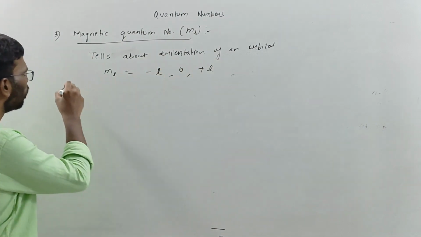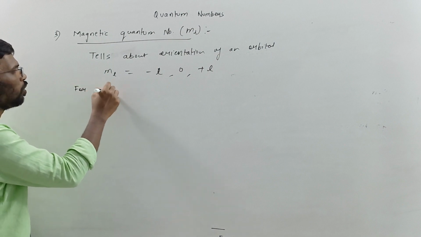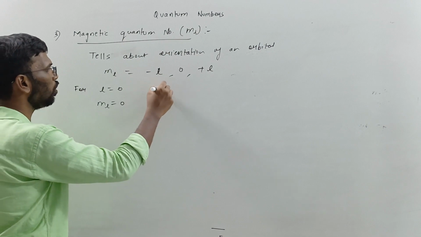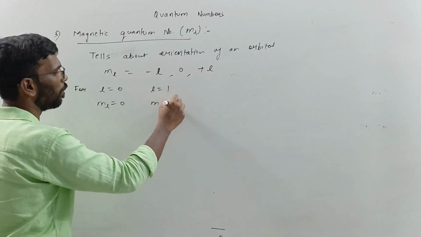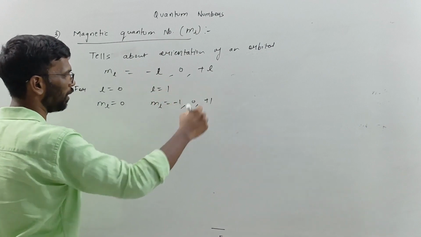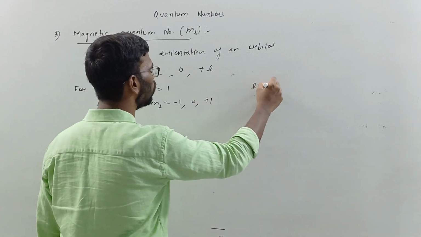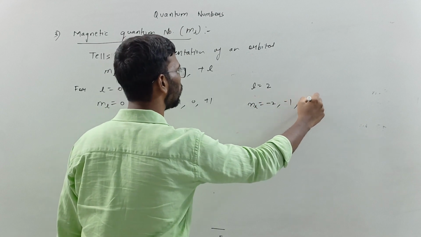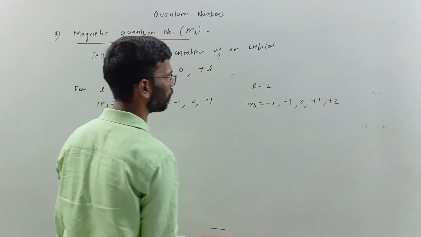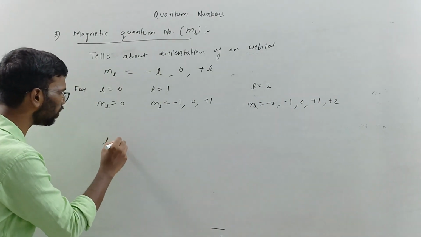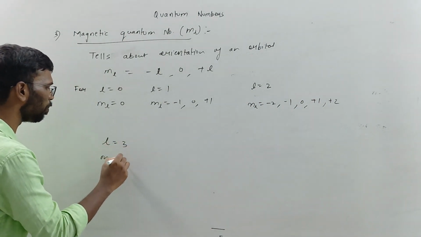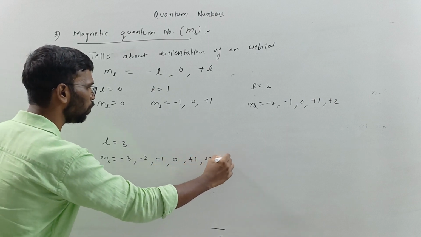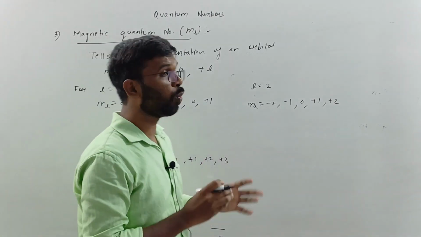For l is equal to 0, ml is equal to 0. For l is equal to 1, ml is equal to minus 1, 0, plus 1. For l is equal to 2, ml takes values minus 2, minus 1, 0, plus 1, plus 2. For l is equal to 3, ml takes values minus 3, minus 2, minus 1, 0, plus 1, plus 2 and plus 3. So it tells about the orientation of the orbital.